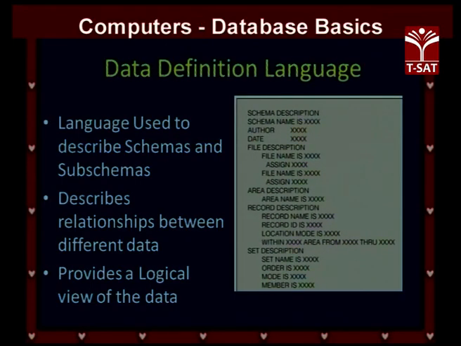Say, suppose attributes, instance, file name. If I say employee name, is it a character or an integer? If it is a character, how many characters? If it's an integer, how many digits, what is the length of the integer? So all kinds of stuff is defined in the data definition language.